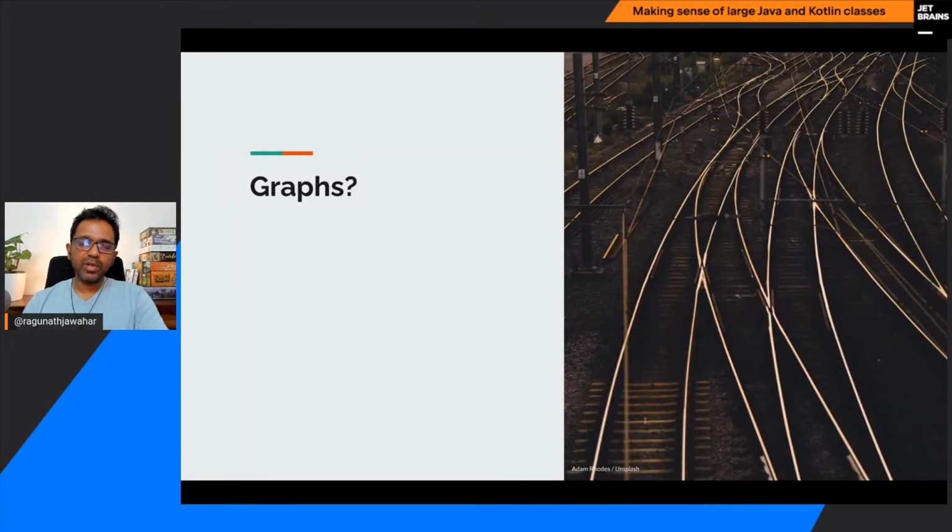And the second thing is, what about graphs? Oftentimes we look at source code in terms of text, but why text? Why do we have to look at it as text? Because when you are looking at a class, you have fields and methods, and it's basically a graph. The way fields and methods are related to each other, and the functions are related to one another in certain ways, and you could have recursive functions. So it's basically a graph. So if this is a graph, why can't we go and visualize it as a graph?